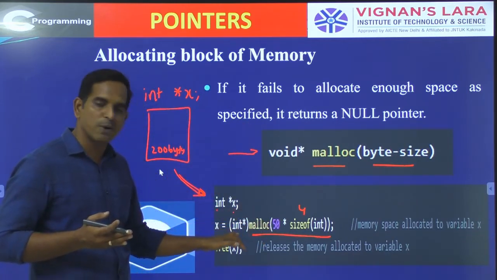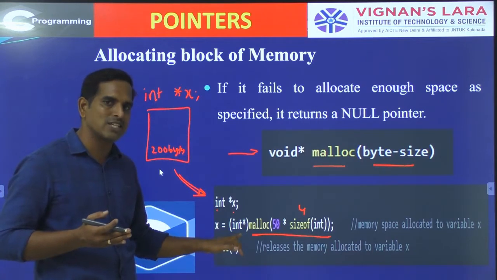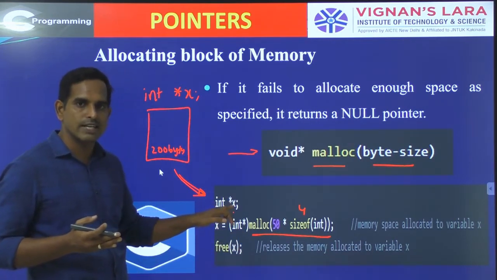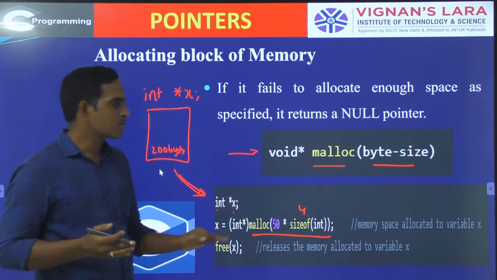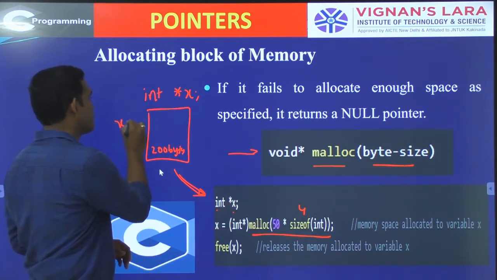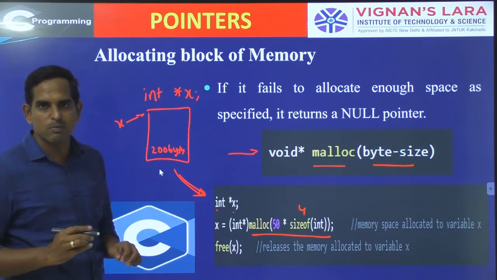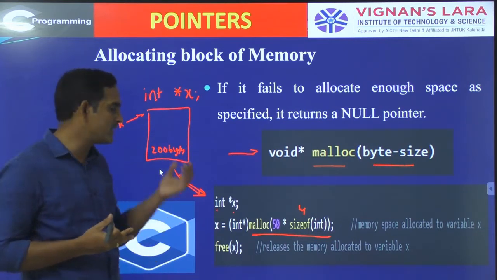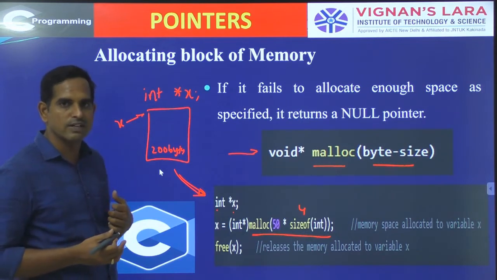So 200 bytes of memory will be assigned, and it will return a void pointer, and that void pointer will be typecasted into an integer pointer. That integer pointer will now be assigned to x. So now x will be pointing to the first byte in the memory assigned. This is how your dynamic memory allocation will be done by using your malloc function.